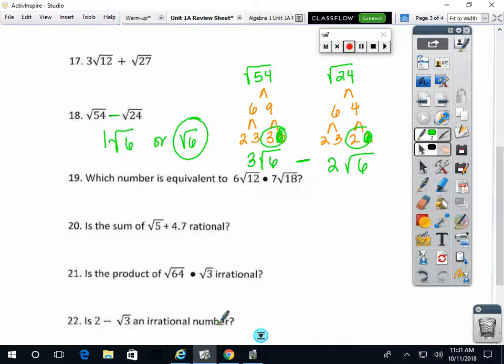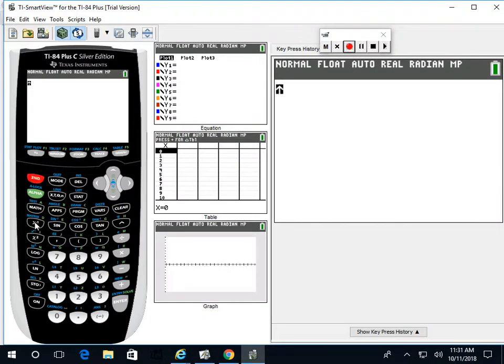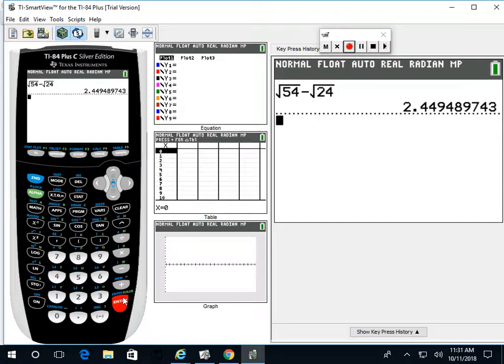Now, just like all the other problems, you could also type these in to check your answer. You would just type in the square root of 54 minus the square root of 24, and you would see that that equals 2.449. Then I would type in square root of 6, because that was my final answer, and it equals the same thing. So that's how you know you did it right. You should be typing in all of these. You'll have plenty of time. And that way, if they don't match, you know to start the problem over. Okay?